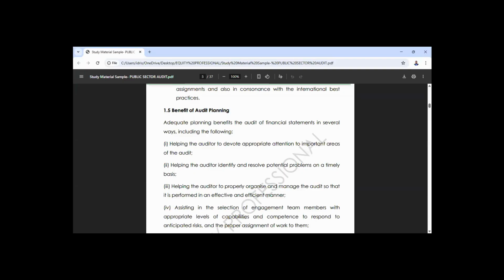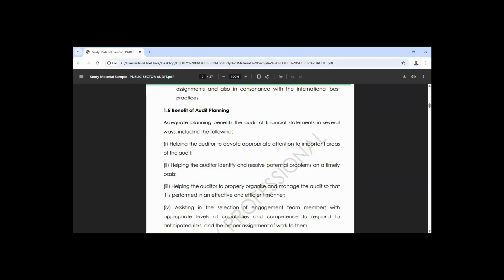One of the benefits of audit planning is that it helps the auditor to divert appropriate attention to the important areas of audit. Another benefit of audit planning is that it helps the auditor to identify and resolve potential problems on a timely basis.